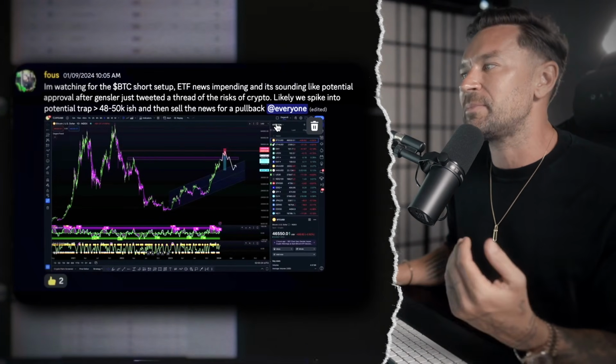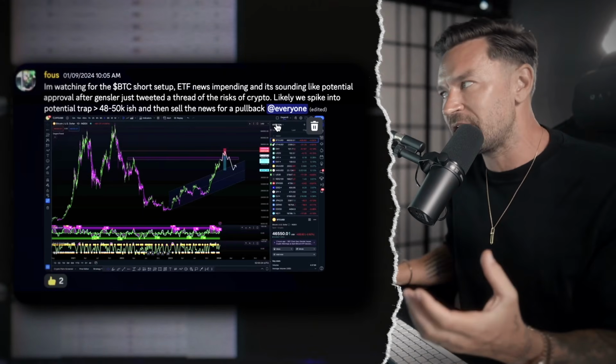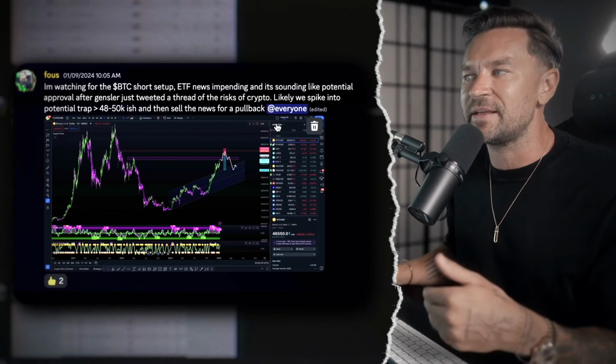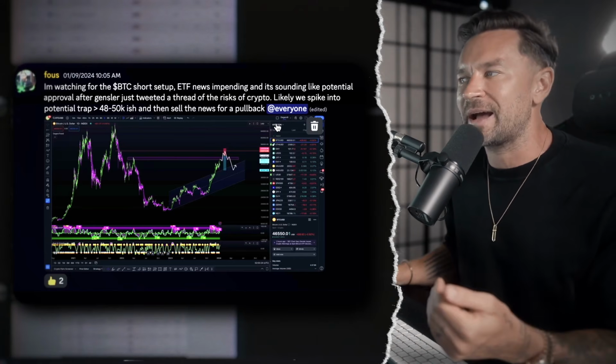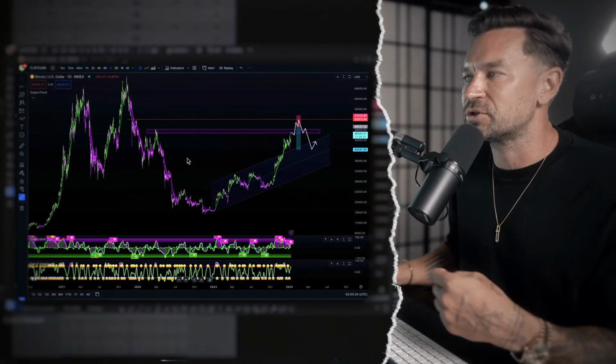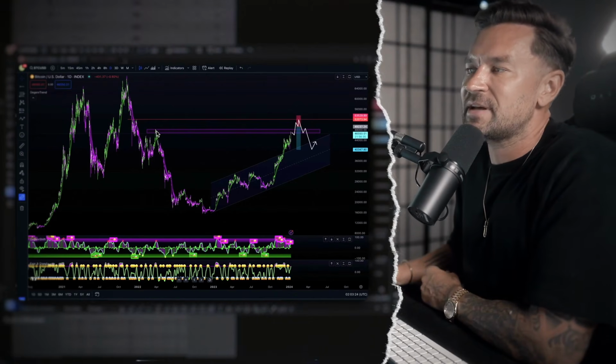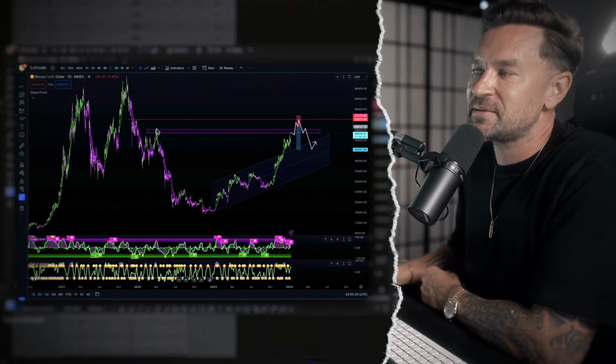It sounds like it's going to be a potential approval after Gary Gensler tweeted. Likely we spike into a potential trap over 48 to 50K and then sell the news before an actual pullback. So if we look at the actual chart there, you can see this was prior to it breaking out above this high, where there's going to be a bunch of people with stops above that level.